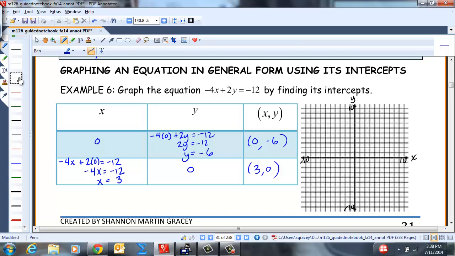All right, here we go. So (0, 3) is here, the x-intercept. And then (0, -6). 1, 2, 3, 4, 5, 6. So (0, -6), (3, 0). Oh, I put that right in the way of where the line's going to be, didn't I? So our graph will look like this. Okay.